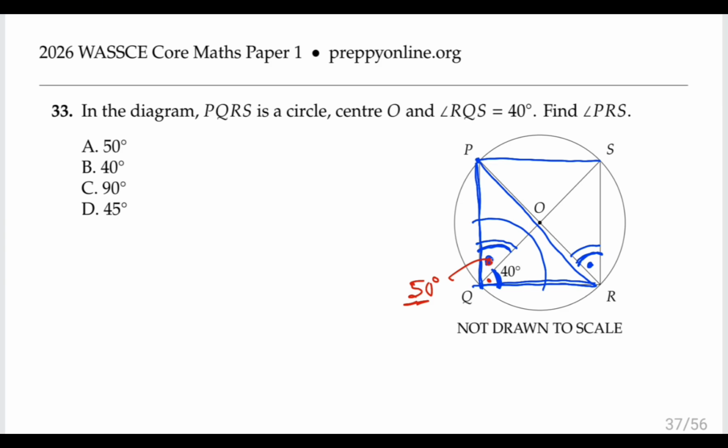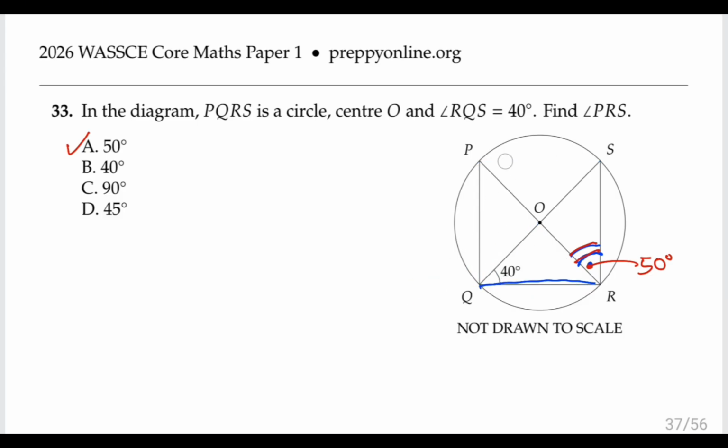Now we already said that this angle, PQS, has the same measure as this angle, PRS. So this angle must also be 50 degrees. So our answer is A. Now, this is one way of doing it. We have other ways of thinking about the problem. So let me just clean what we just did and see if we can find another way of solving the problem.